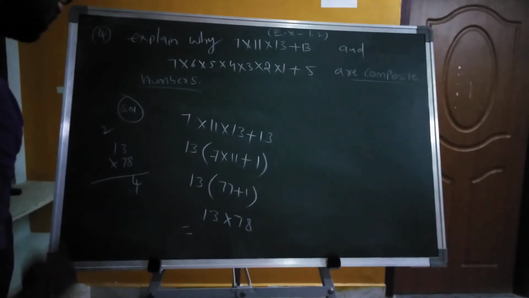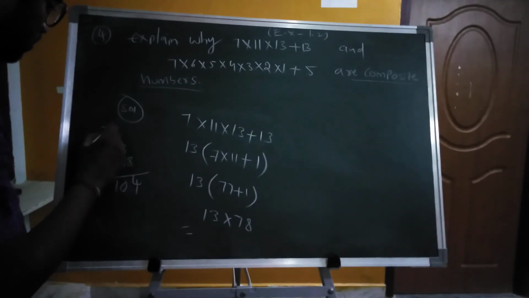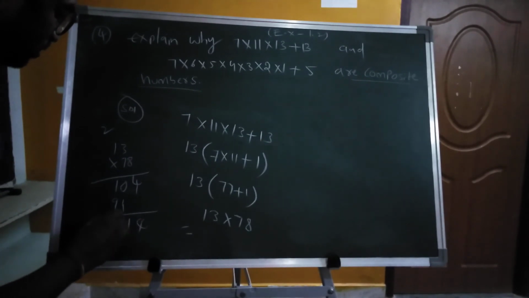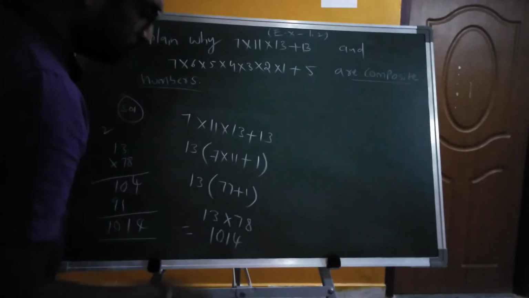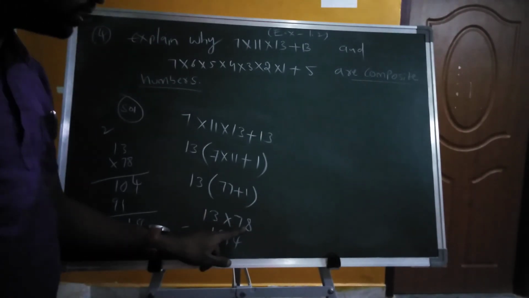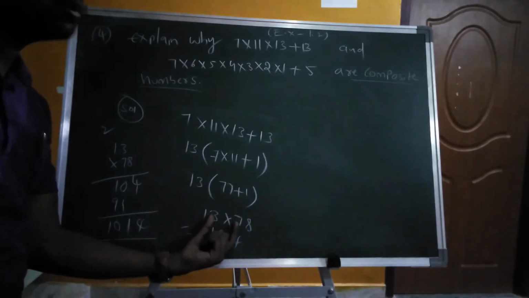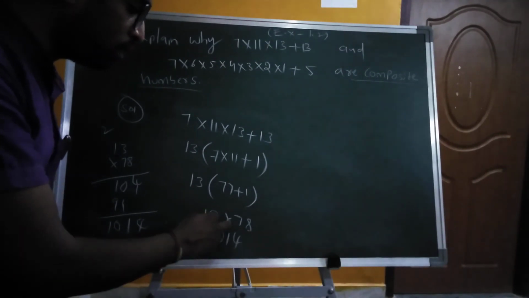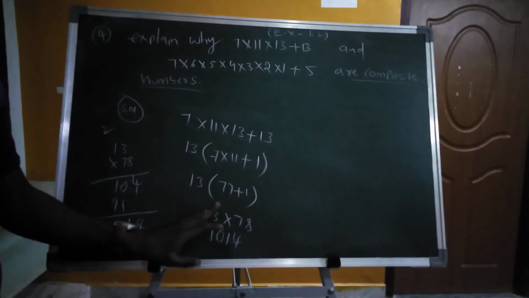1014 is clear. Here 13 into 78 is there. That means this number is a composite number because here 13 into 78, two numbers are producting. That means it is composite, right?